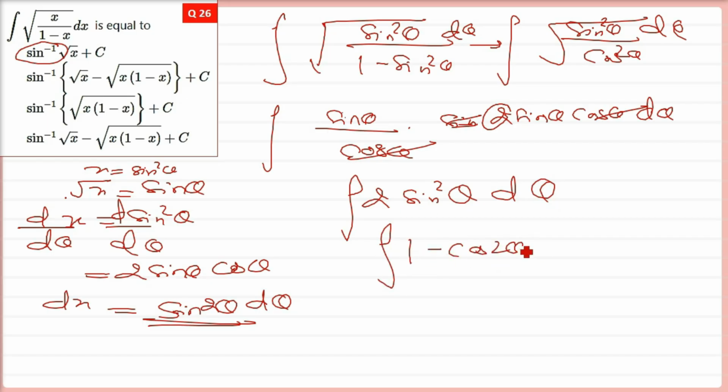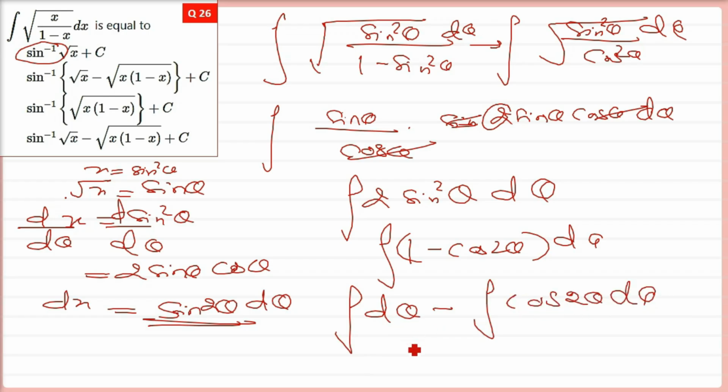2 sine square theta has a direct formula, integration of 1 minus cos 2 theta. Alright. So 1 minus cos 2 theta, let's separate them out. Integration of d theta minus integration of cos 2 theta d theta. d theta integration will be theta, minus cos 2 theta will be what? Sine 2 theta. Differentiation of 2 theta will be 2, so it has to be divided. So it's sine 2 theta divided by 2 plus a constant of integration.